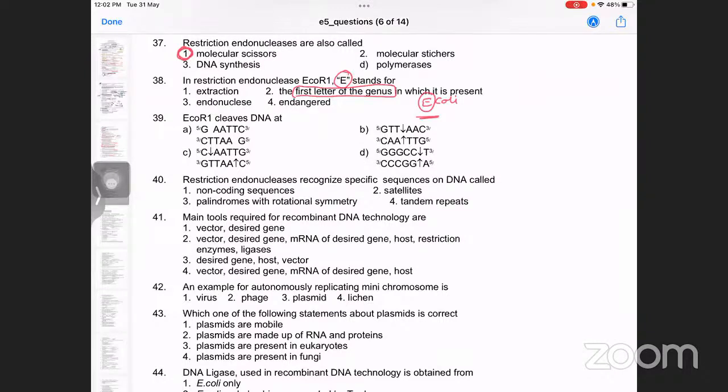Then what does R stand for? R determines the restriction enzyme. And 1 is a Roman numeral. The Roman numeral 1 determines which strain it is derived from.